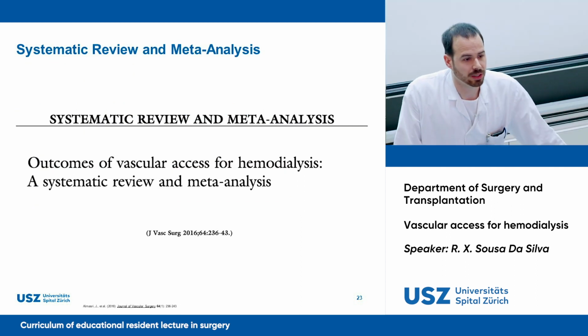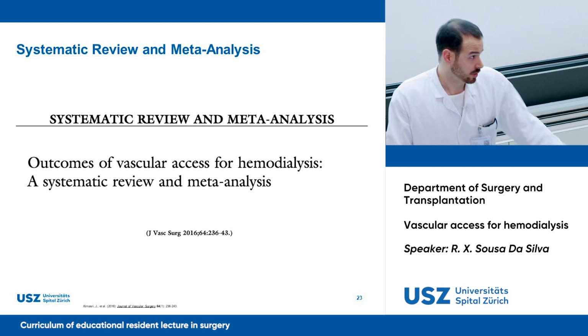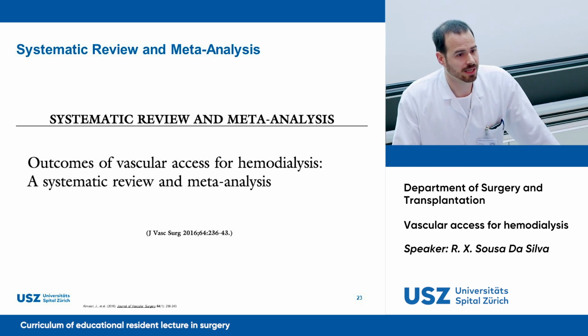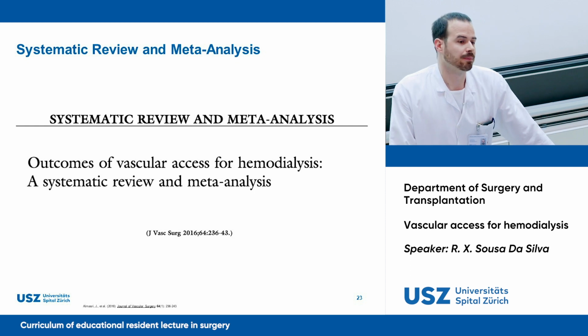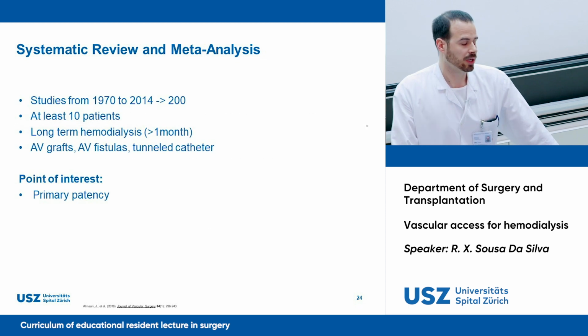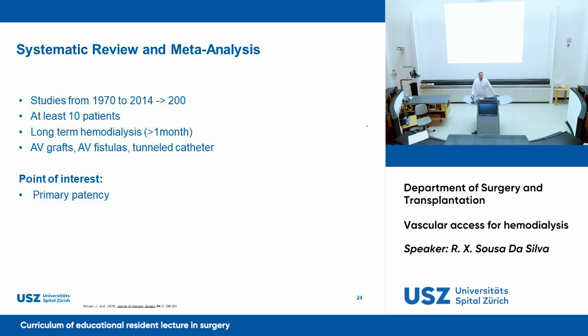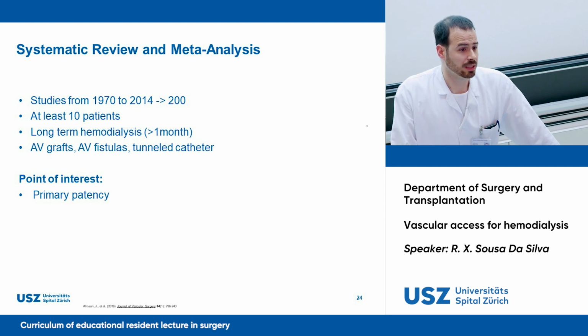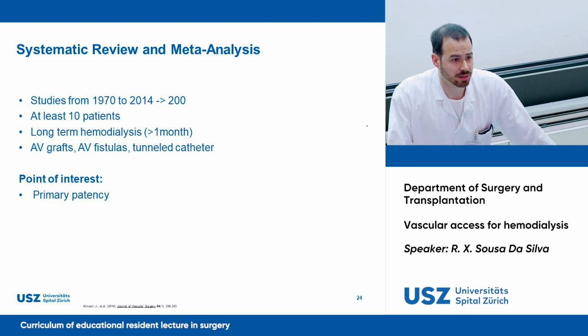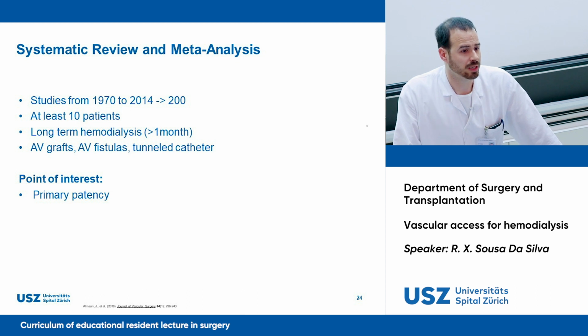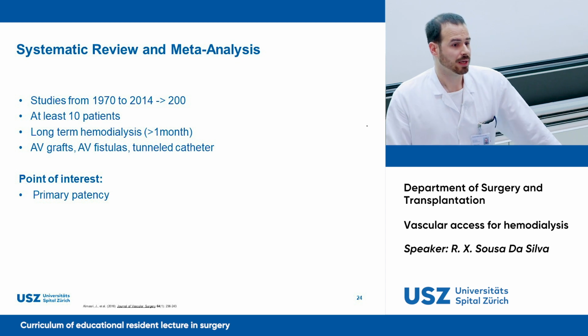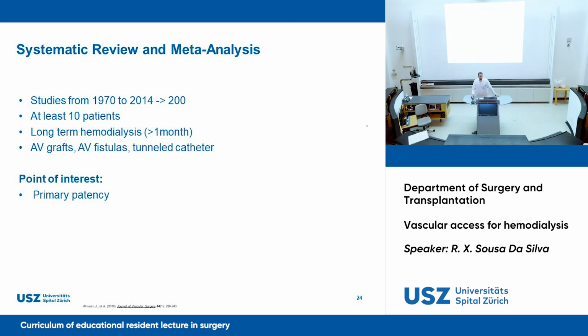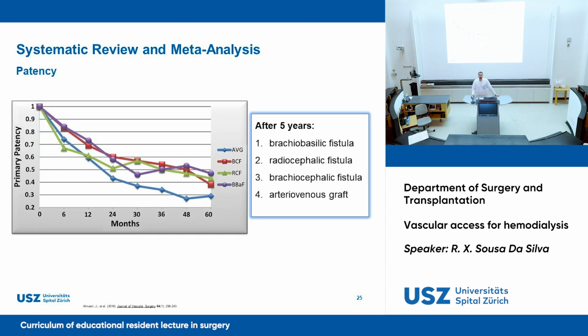Al-Masri showed in 2016, in this systematic review and meta-analysis I want to show you quickly, looking at studies published between 1970 and 2014, that included at least 10 patients each and referred to long-term hemodialysis on AV grafts, AV fistulas, and tunnel catheters, with the primary interest of primary patency. That, as I said before, the AV fistulas have the best results.